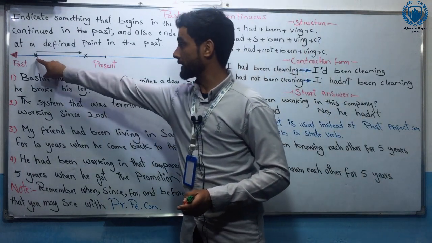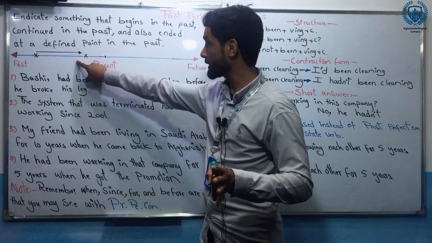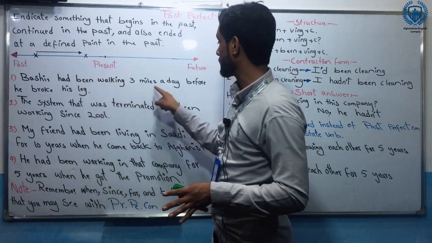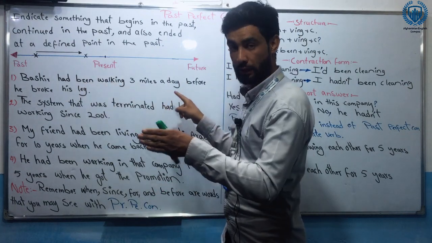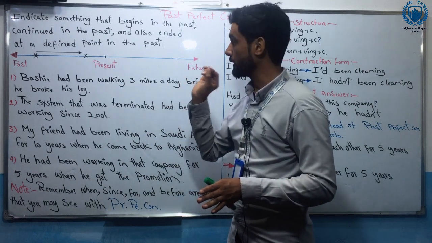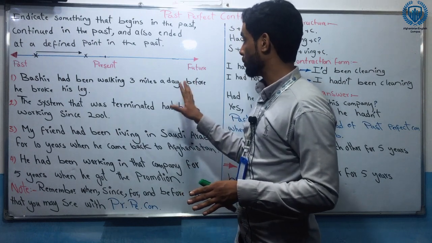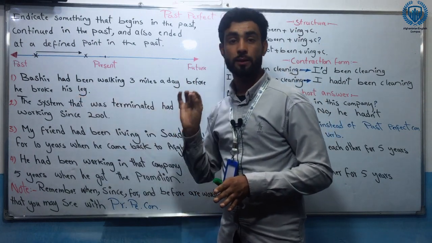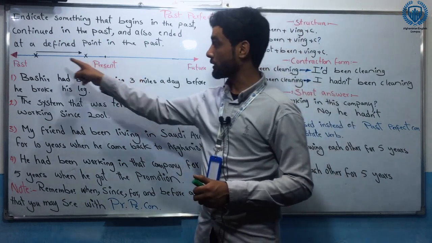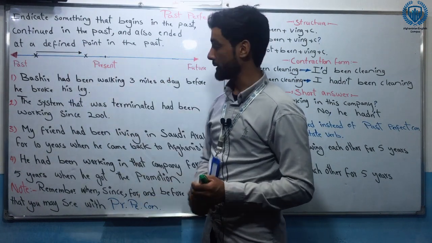So Bashir, the action started in the past, continued in the past, and ended in the past. Bashir had been walking 3 miles a day in the past. There was a point when he stopped the action. When did he stop the action? He stopped the action when his leg was broken. So the action started in the past, continued in the past, and finished in the past.